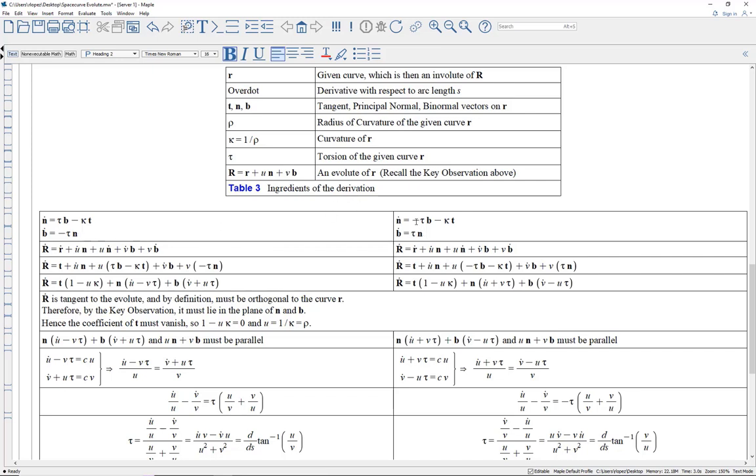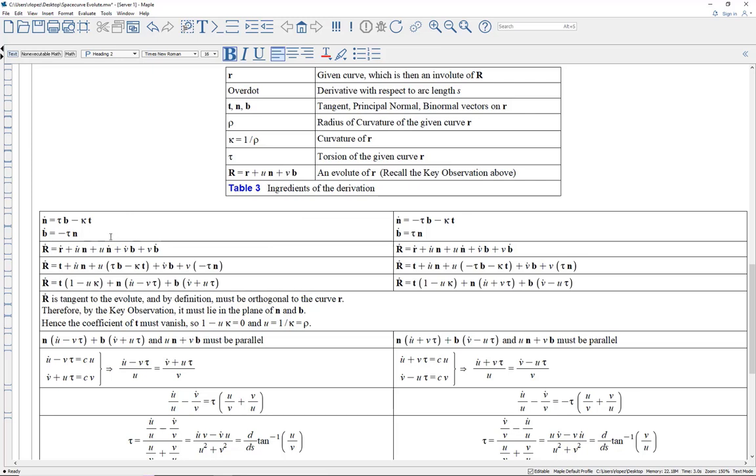Now look over here. These also are Frenet-Serret formulas. N dot is minus tau b minus kappa t. Here it's positive, here it's negative. B dot is tau n, here it's positive, here it's negative. Why is this? There are two different definitions you'll find in the literature, depending on how you measure the angle between the binormal and the osculating plane. Some books measure it one clockwise and some measure it counterclockwise. This column on the left is the way Maple does it.